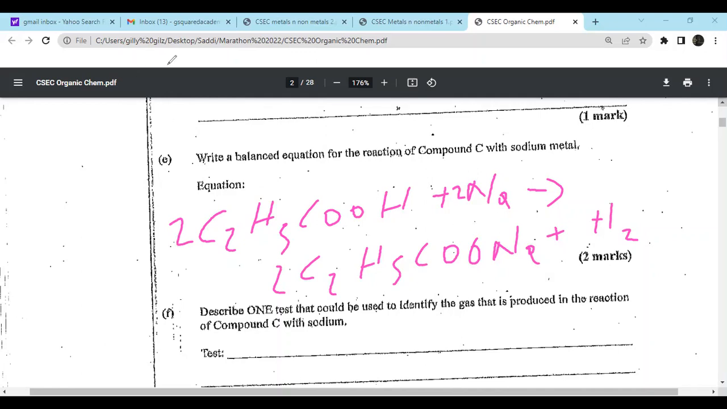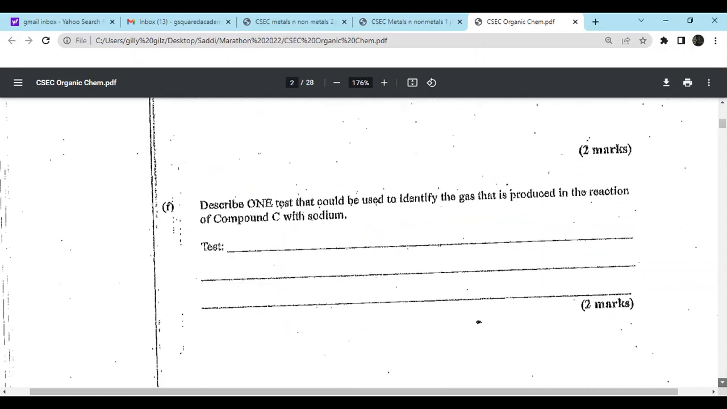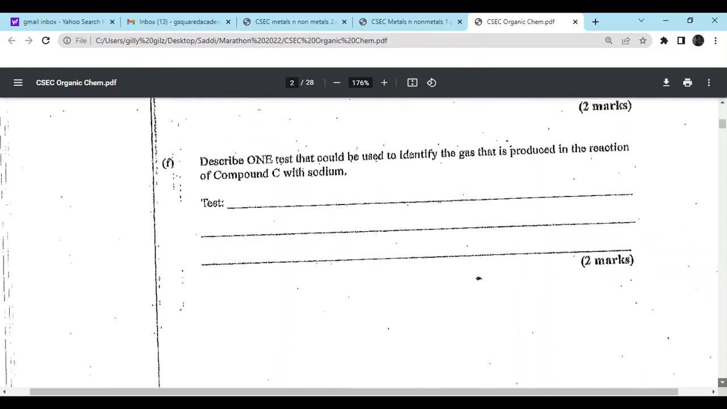Describe one test that could be used to identify the gas that is produced in the reaction above. We have been seeing this quite a bit. Hydrogen is produced, so you put a lit splint in front of the tube and it will give a popping sound, which would tell you that hydrogen is being produced. Okay, all right. So we will proceed again to the next bit.